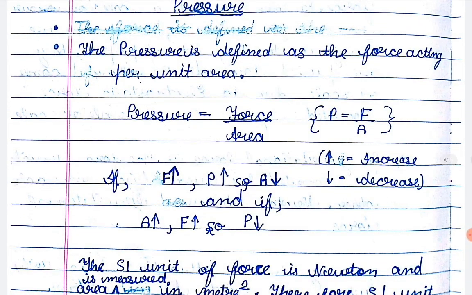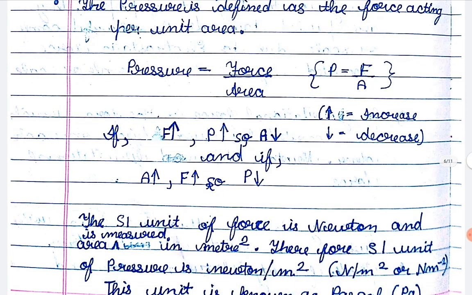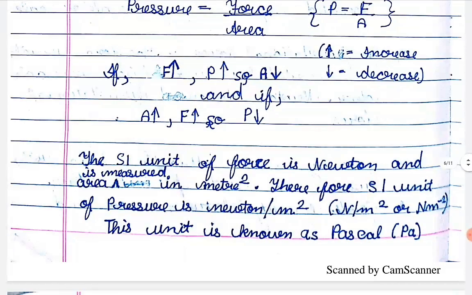What's pressure? Pressure is defined as the force acting per unit area. Pressure equals force upon area. And if the contact area is less, the pressure will increase. And if the contact area is more, the pressure will decrease.